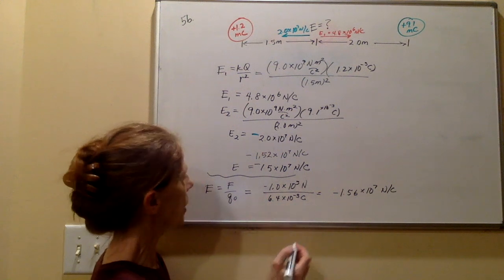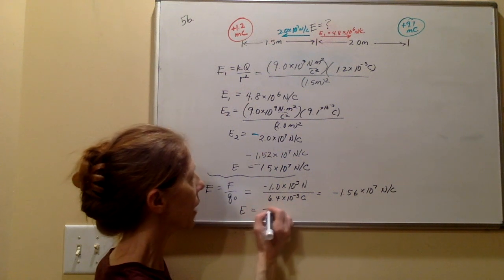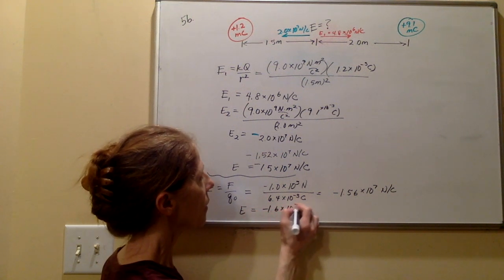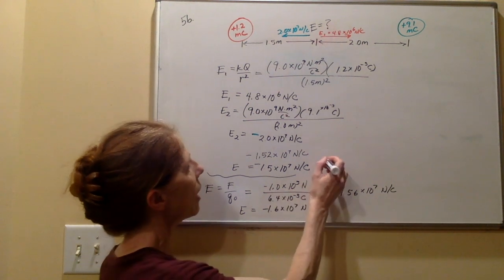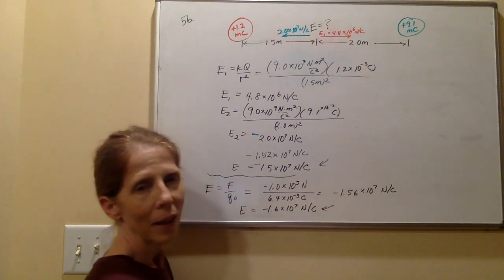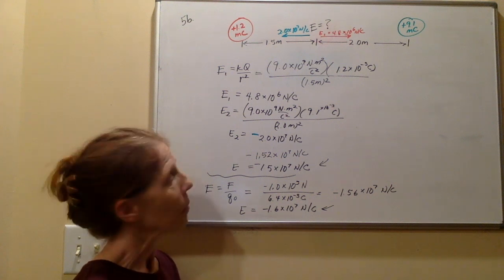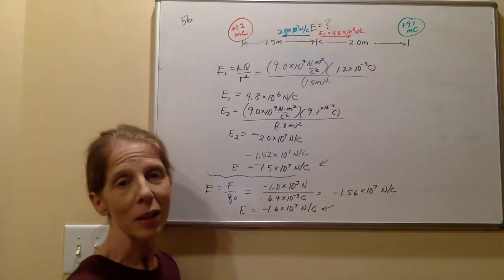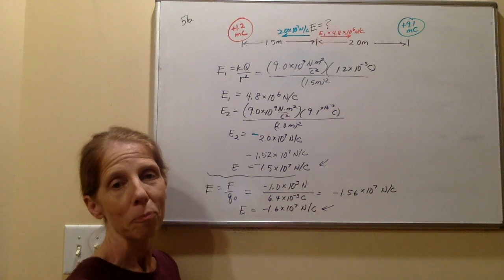We only have 2 sig figs, so we would round that to negative 1.6 times 10 to the 7th newtons per coulomb. Now, you see these answers are not exactly the same. That is because of significant figures, but that is two different ways to find the electric field in this particular problem. Hope that was helpful.